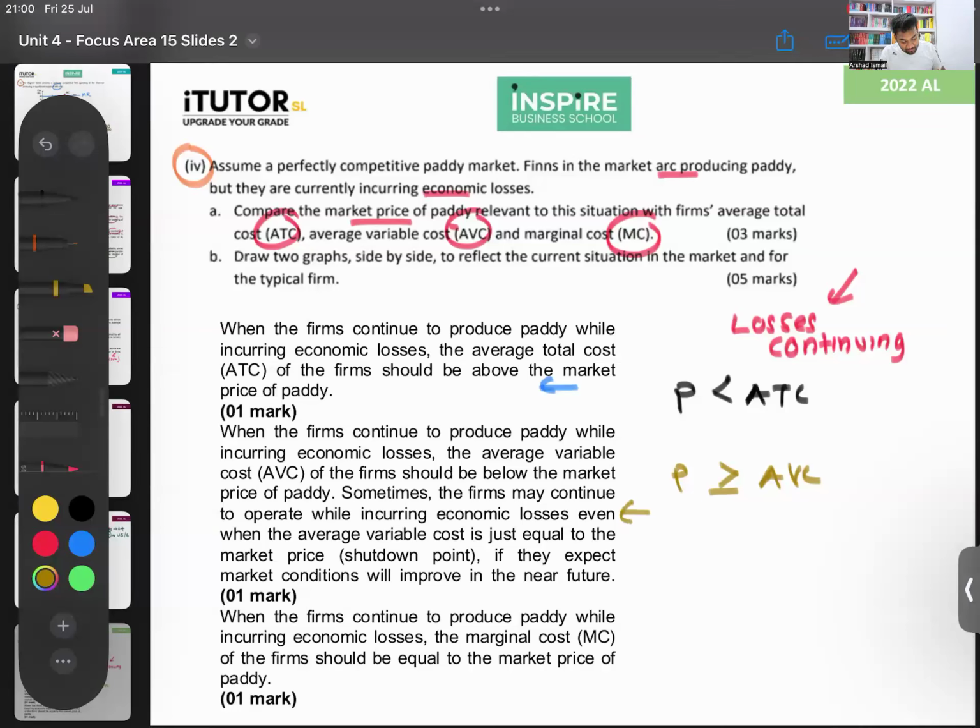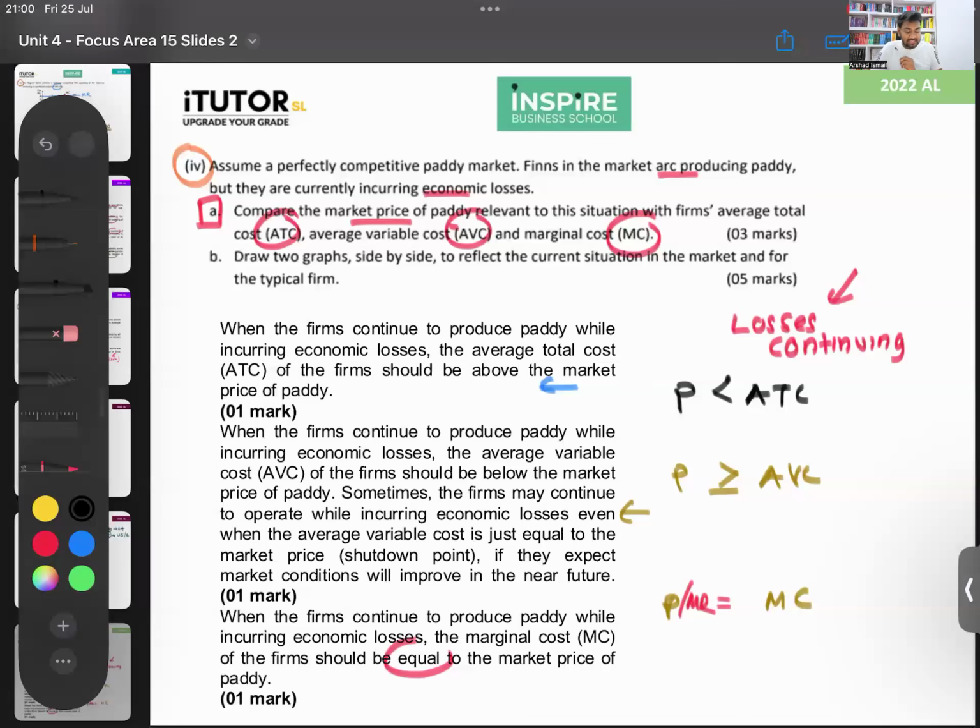Then what can you tell about the price and the marginal cost? What can you say about price and marginal cost? Remember, a firm in perfect competition, no matter what they are doing, will always produce at the profit maximizing level. So they will always try to produce where they can maximize their profit or minimize their loss. So they will produce at the point where MR equals MC, price or marginal revenue equals marginal cost. So that's the first part, to compare.